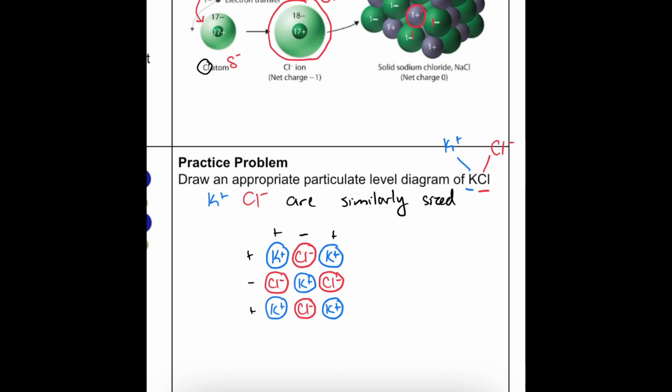We know that our potassium ion is just a hair smaller than our chlorine ion because it has 2 more protons than chlorine does. But that size difference between these 2 ions is actually very minuscule. So we're representing them as the same size, and that's perfectly fine.